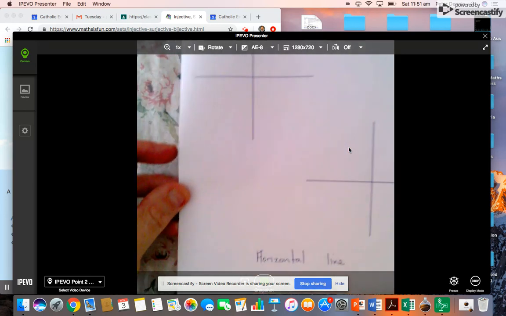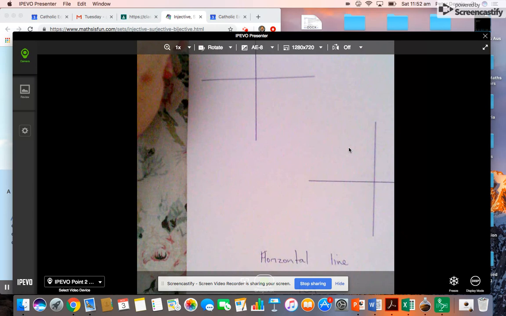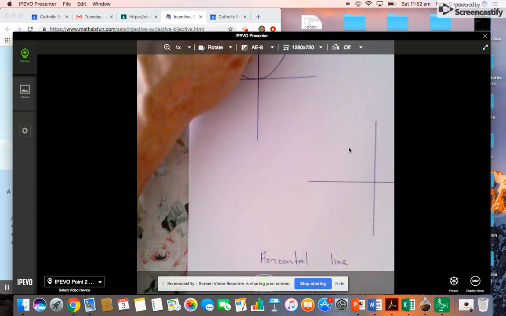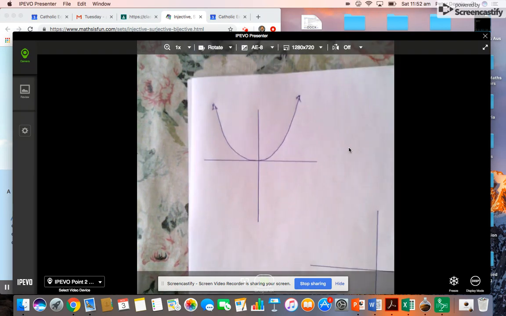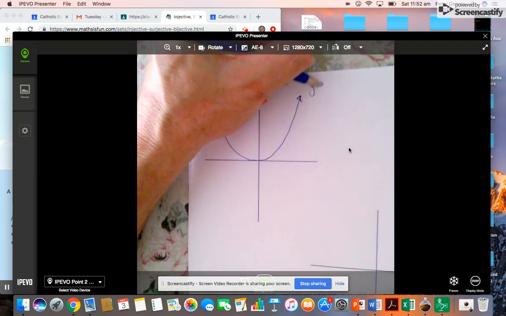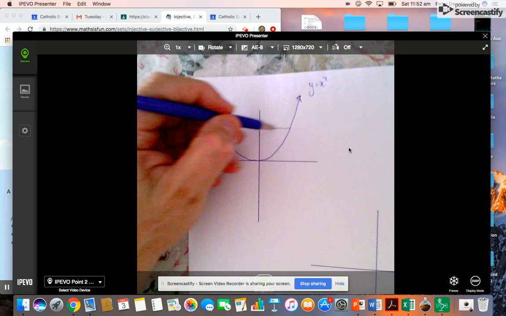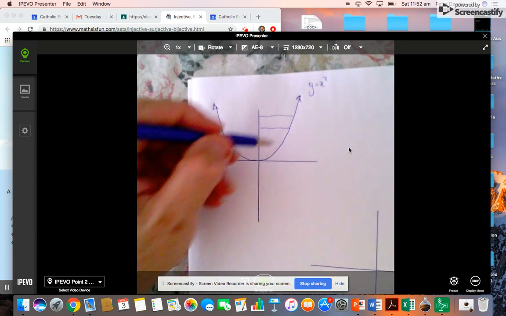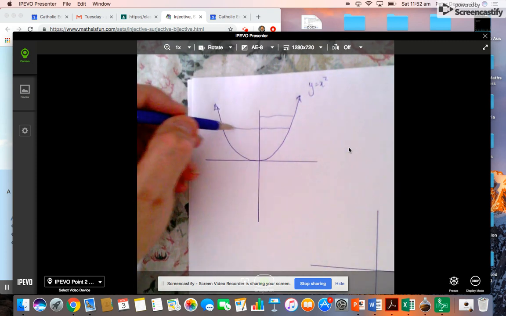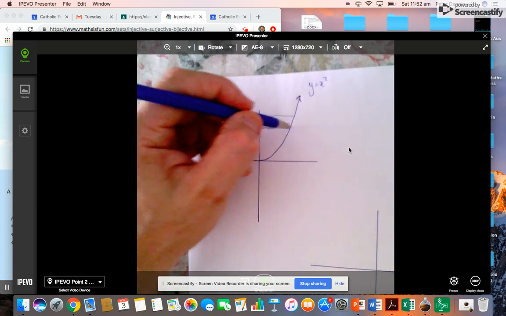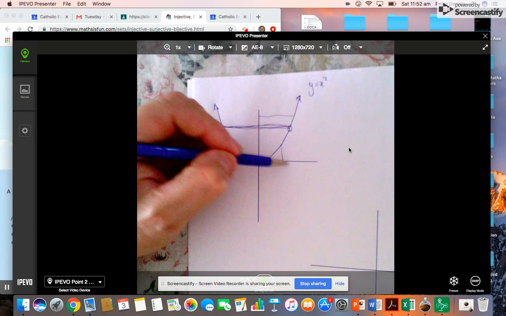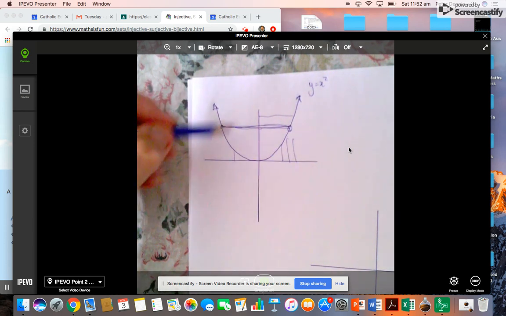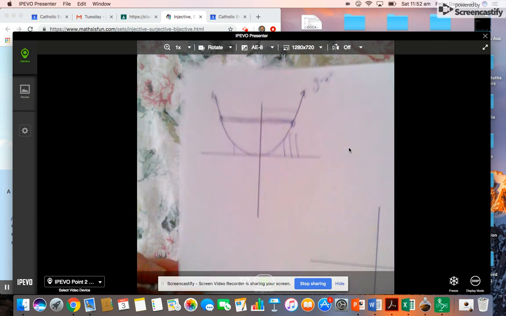Horizontal line test, sorry. If we have y equals x squared, is this an injective function? No, because it fails the horizontal line test. Sorry, I keep getting them mixed up. This hits it twice. Is it a function? Yep, because the vertical line test hits it once, but it's not injective.